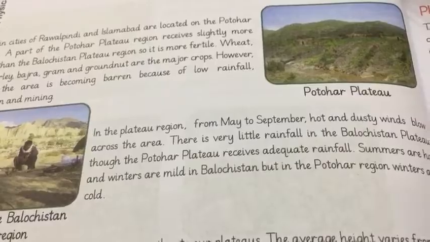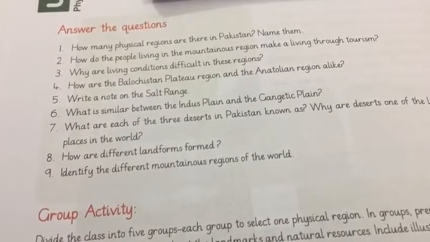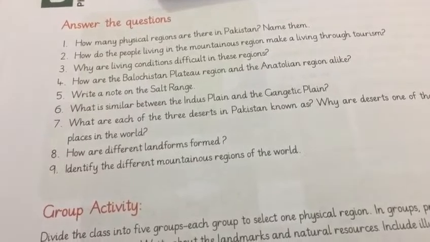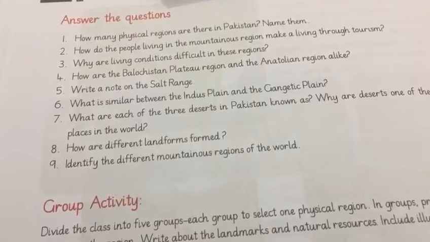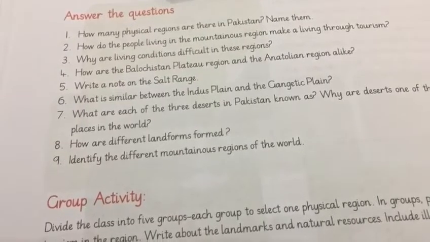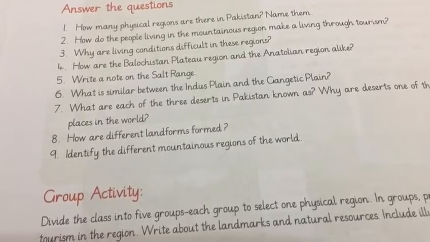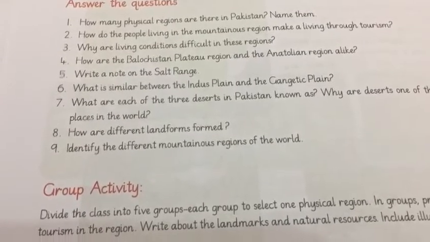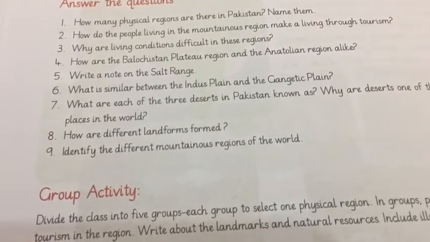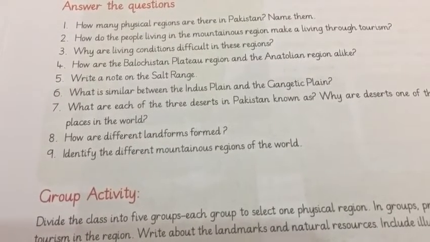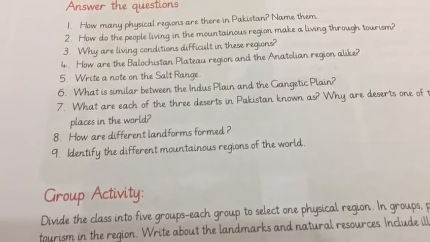Your task for today is to write down the answers to a few of the questions given in your textbooks on page number 10. Number one is, how many physical regions are there in Pakistan? Name them. You have to write down the physical regions of Pakistan and their names. You can find all the names of the physical regions in Pakistan on page number 1 of your textbooks.